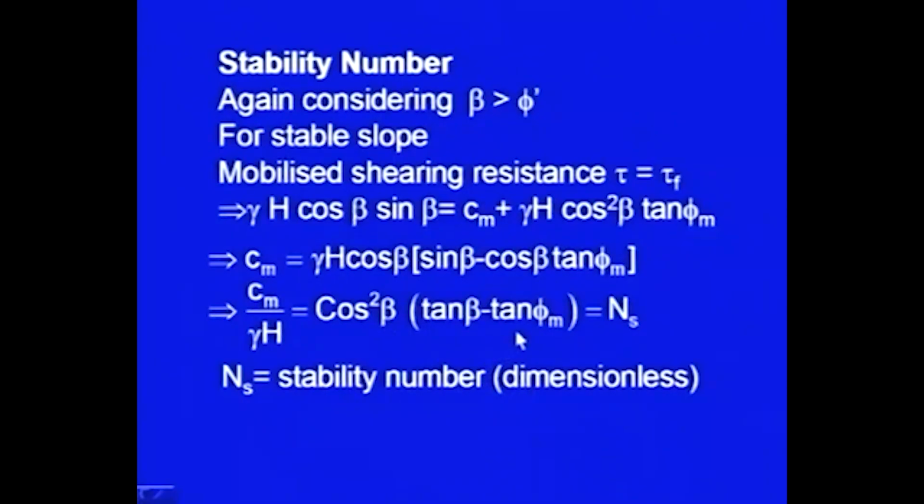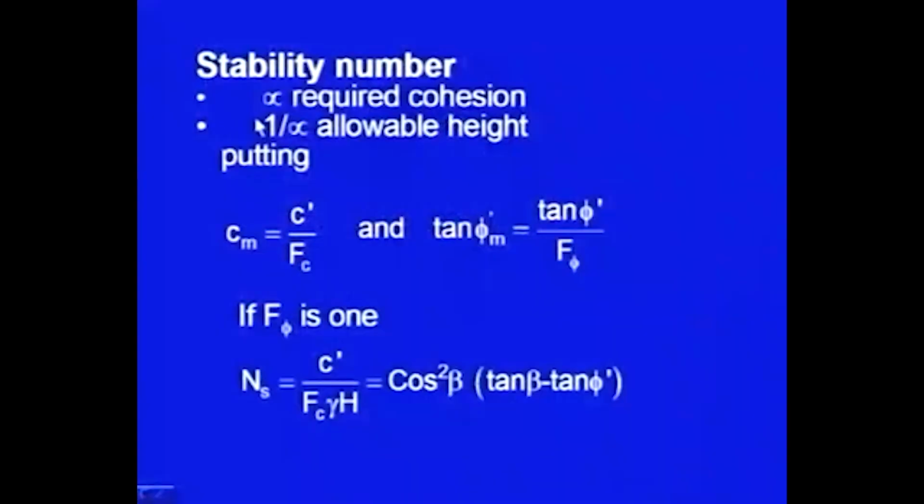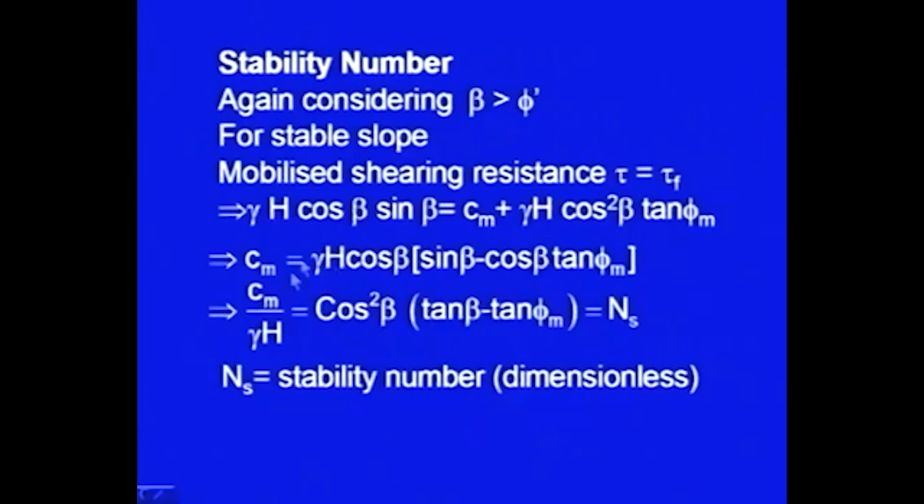This number is very important in analysis. During old days when computers were not available, the computations were tedious, and this stability number was very helpful in doing the complicated computations. This stability number, as you can see, is directly proportional to required cohesion and inversely proportional to allowable height. And in this equation, Ns is equal to Cm upon gamma h, which equals cos square beta tan beta minus tan phi m.